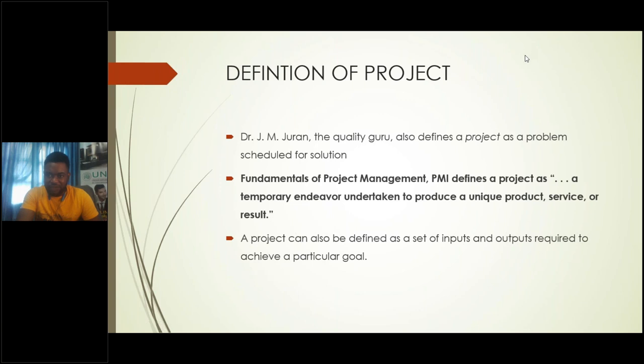The last part of that definition, I said a project can also be defined as a set of inputs and outputs required to achieve a particular goal. Yes, because when you're producing something, there's a set of input, something you put in. It includes raw materials, resources, both financial resources, human resources, labor resources, material resources, and the rest of them. All those things are what you put in to get an output, which is the product of that particular delivery.